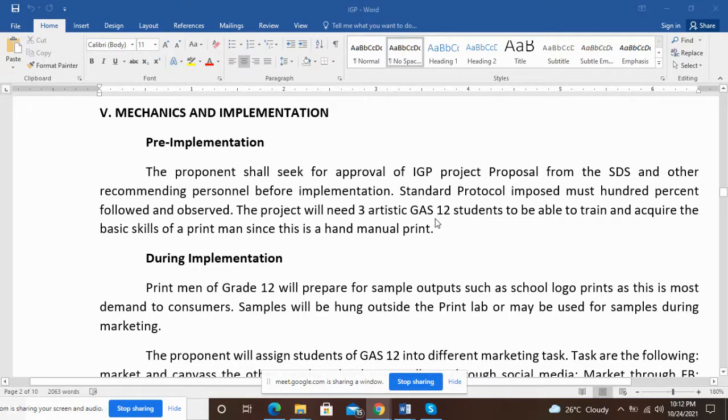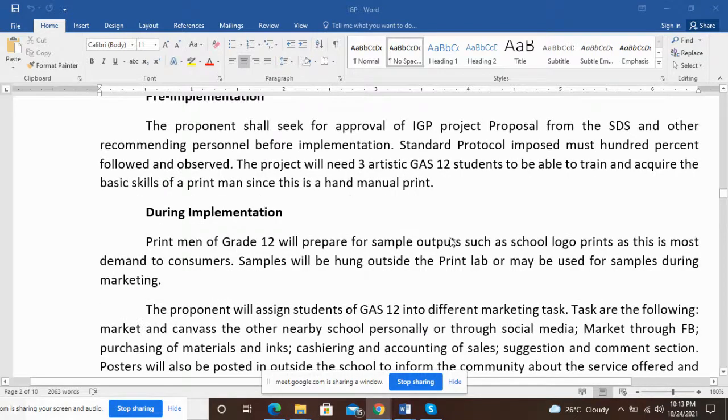Of course we're going to have three: the pre, the during, and the post implementations. Since it's a pandemic, I still have to use the protocol before doing those things, especially when you're going to meet with the students and discuss things. But in my case, since it's a pandemic, the students will do the activity or the project of printing at home.